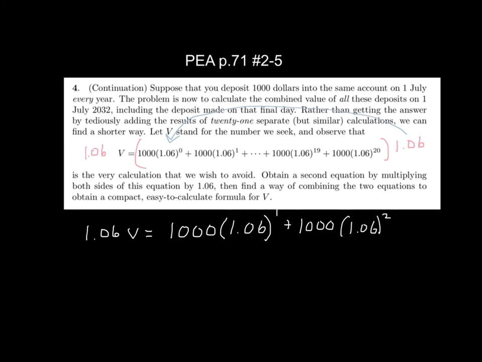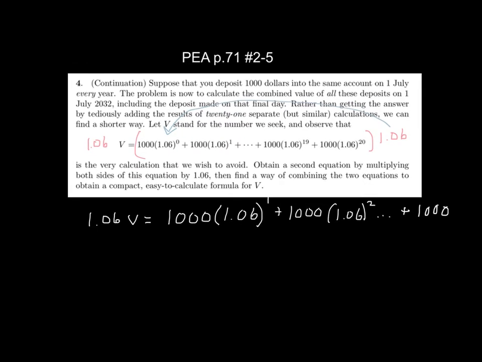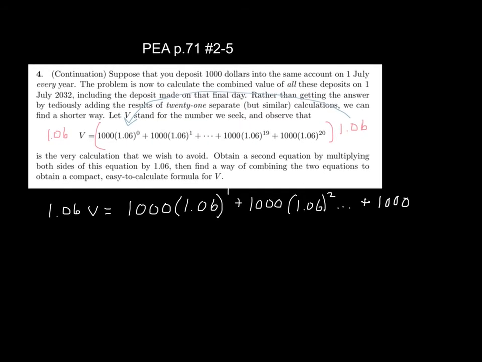I'm running out of room here. So now, at this point, this is going to go on forever, right? Dot, dot, dot. And what's my last term going to be? 1,000 times 1.06 to what power? 21st power. That makes sense?